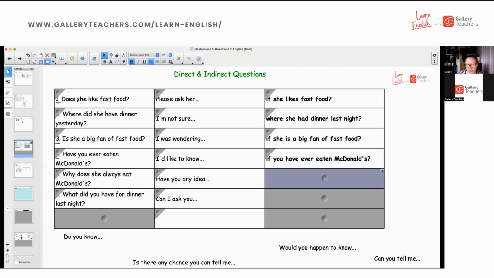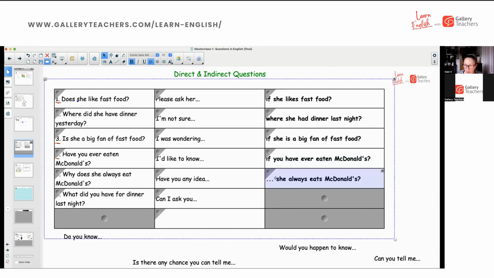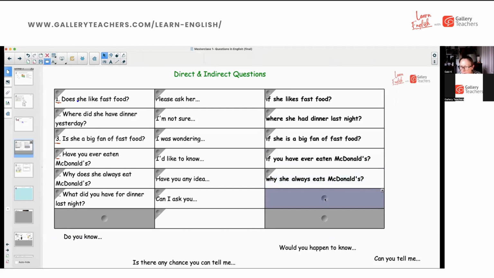Have you any idea why she always eats? Very good. So we have the question word, why. Okay. And what did you have for dinner last night? Can I ask you? Come on, it's the last one. Can I ask you what you had for dinner last night? That's it.